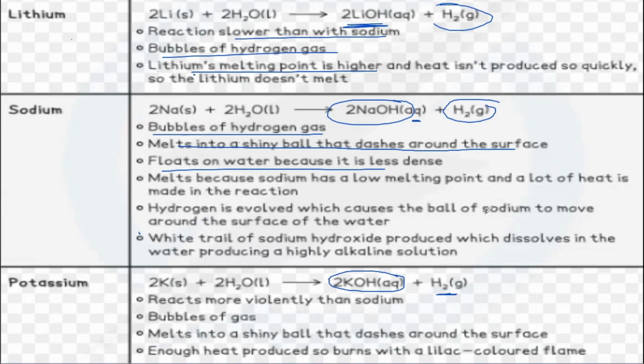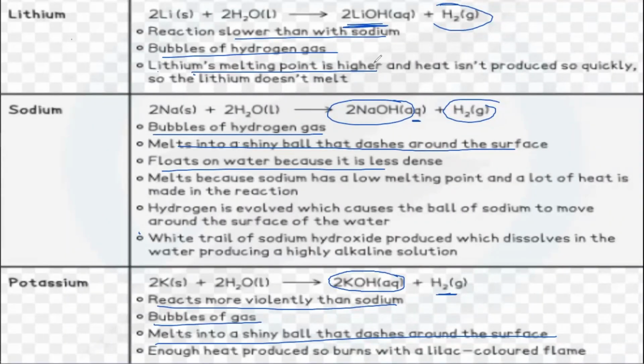And then hydrogen gas is given out. Then it catches fire because of the exothermic reaction. Potassium's reaction is more violent than sodium. It also gives bubbles of hydrogen gas. It also melts due to the heat of the reaction and disappears. And then gradually you can see that it is burning over the surface of the water with a blue color.